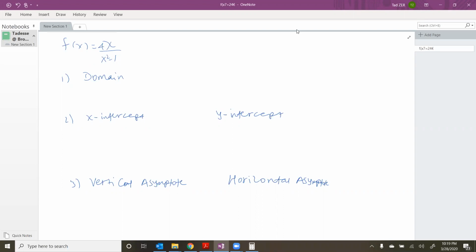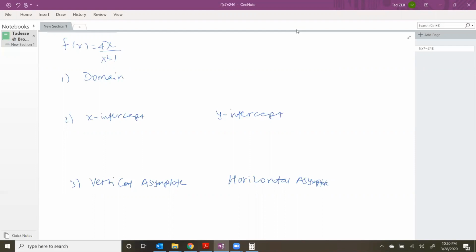First, we need to find what is called the domain, and then we'll go to finding the intercepts, and then we'll find the asymptotes, then the intervals where f is increasing or decreasing, if we have any local extrema, and then we'll see where the function is concave up and concave down. So let's see one by one.